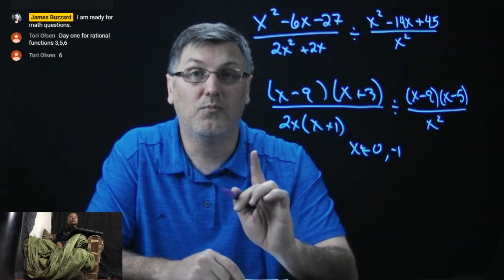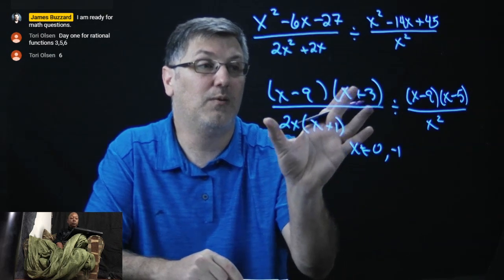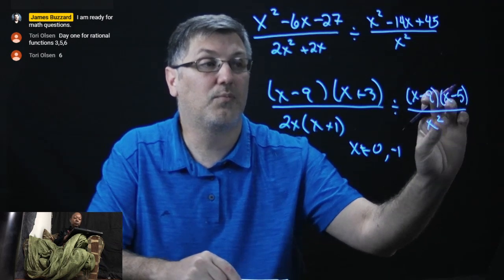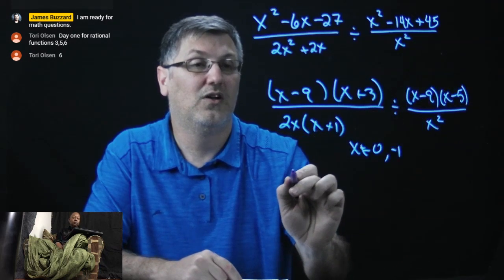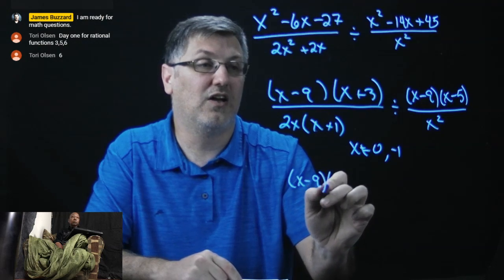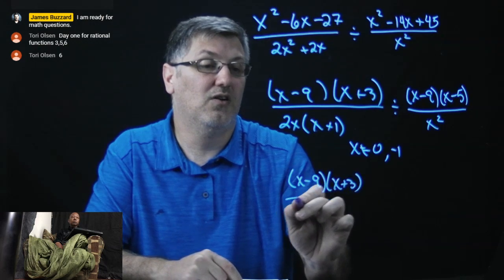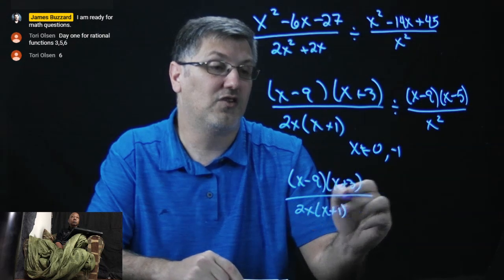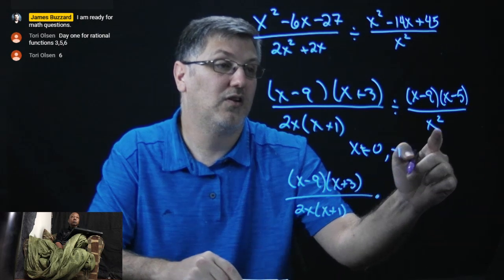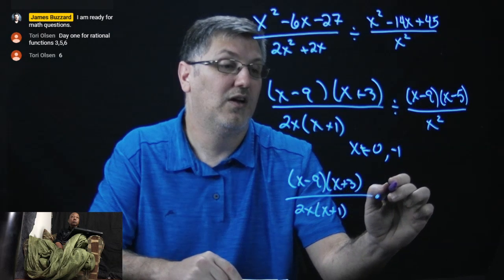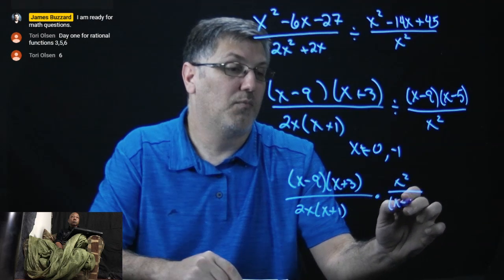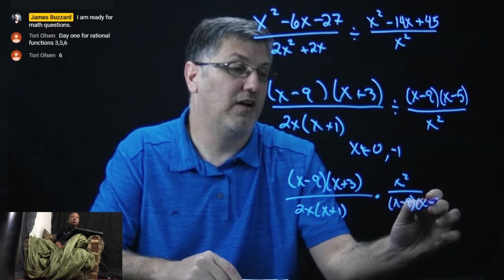Now, the rule when you divide fractions is you keep your first fraction, change your division to multiplication, and take the reciprocal. You flip the second fraction. So we're going to have x minus 9, x plus 3 all over 2x, x plus 1. That doesn't change. Times, now I'm going to take the reciprocal of this. I want to have x squared over x minus 9, x minus 5.